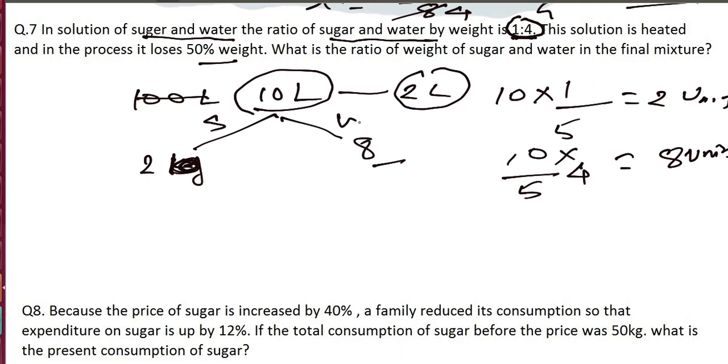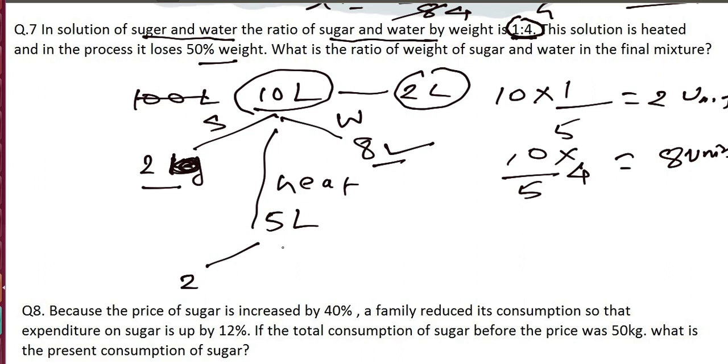Now this solution is heated, and in this process, it loses 50% weight. We heat this, right? So in this process, 50% weight is lost. So we'll be left with only 5 liters of the solution. Now, when we heat the solution, only water will be evaporated, sugar will not be evaporated. So sugar will remain as it is in this 5 liters also. Sugar was originally 2 units, so now here also we'll have 2 units of sugar, right? So now we have total 5 units of the solution, out of those 2 units sugar, so certainly water will be 3 units.